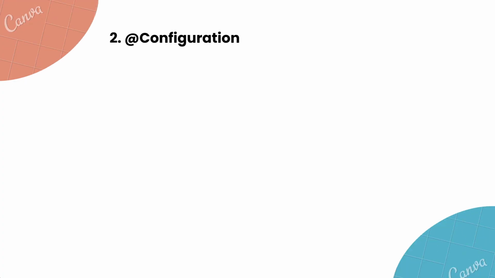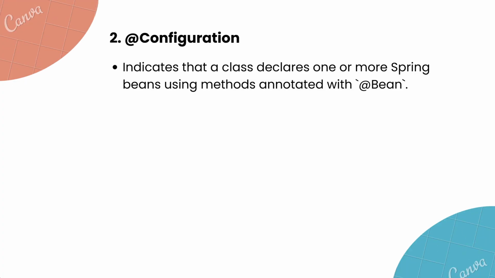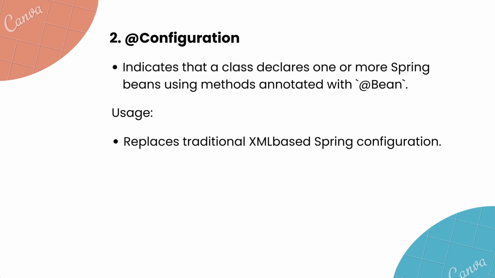Second, let's talk about Configuration. The Configuration annotation indicates that a class contains one or more Bean annotated methods that define how to create and configure beans to be managed by the Spring container. Usage: it replaces traditional XML-based Spring configuration files by allowing you to define beans and dependencies in Java code.